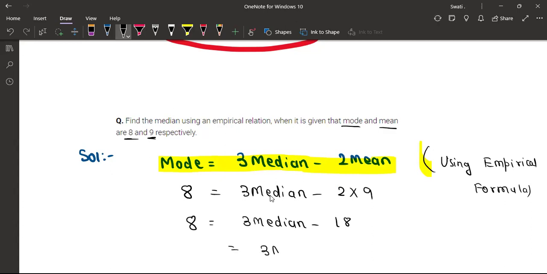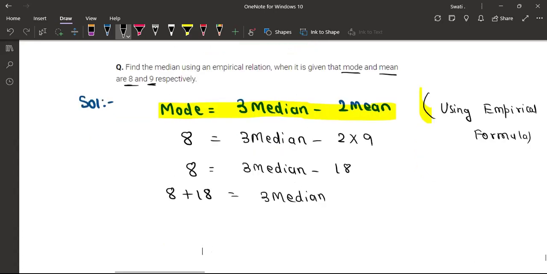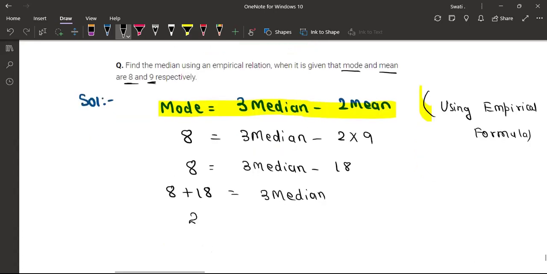So we will let this 3 times median stay here, and we will shift minus 18 to the other side, so it will become plus 18. Now can you tell me 8 plus 18, what's the answer? Just a second. 26, right? Yes. 26 is equal to 3 into median. If there is no sign, that means between 3 and median the sign is multiplication.